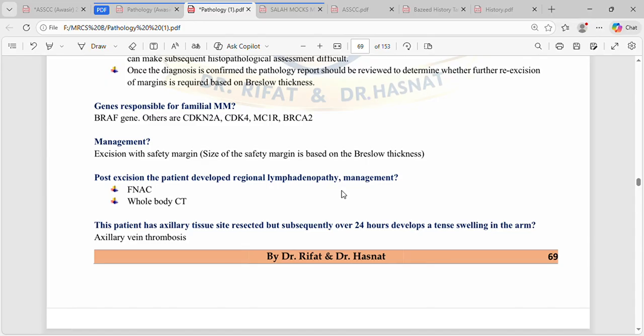Management: excision with safety margin. The size of the safety margin is based on Breslow thickness. Post excision, the patient developed a regional lymphadenopathy.